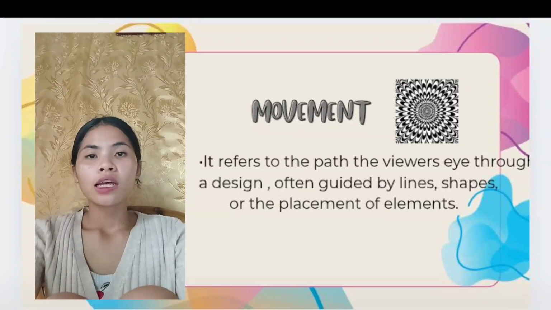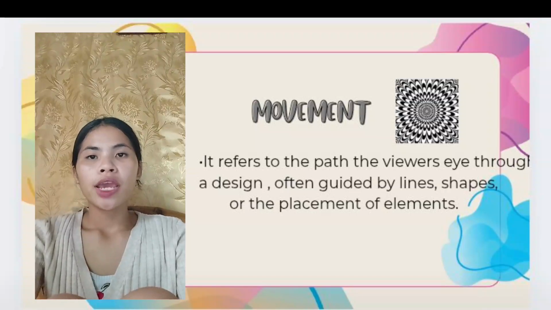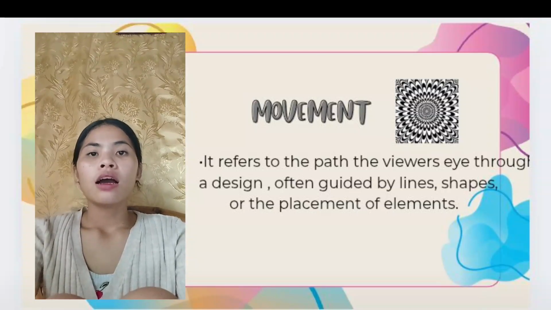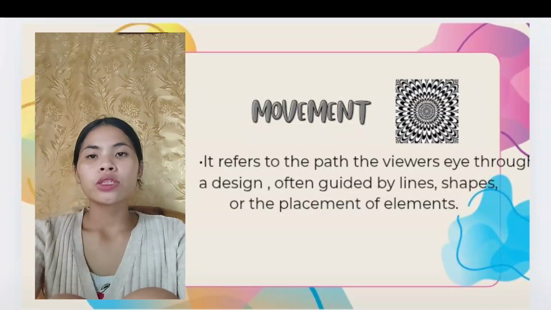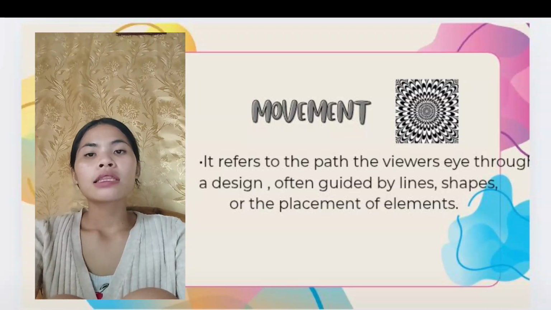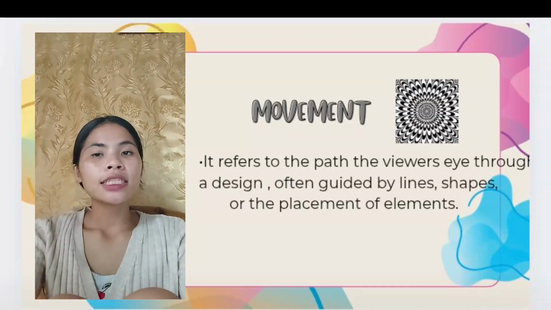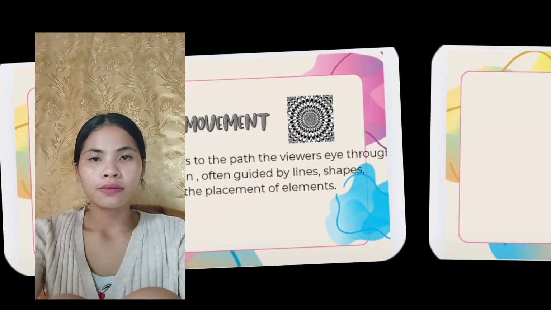For example, picture a gallery wall with photos arranged in a way that your eye naturally flows from one picture to the next, perhaps guided by the direction people are looking or the lines in the images. So the arrangement of the photos creates a visual path that leads your eye through the display. This creates a sense of movement and encourages you to explore each photo in a deliberate order.